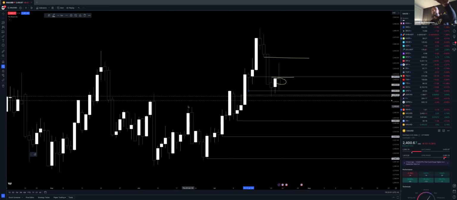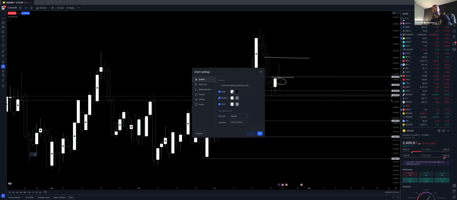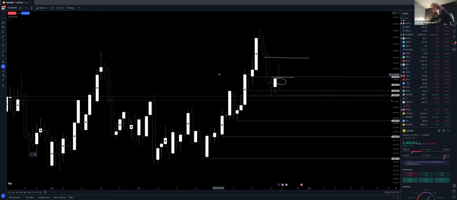And for those that want to have their chart like this with the white and black, all you got to do is double click on the candles. And then here you can change the body, wicks, the borders and everything like that, and make it look white and black with the black background. So it works for absolutely everything that has enough liquidity.